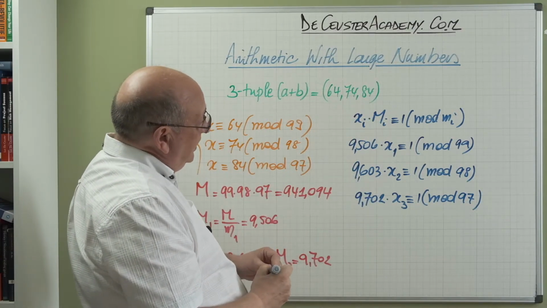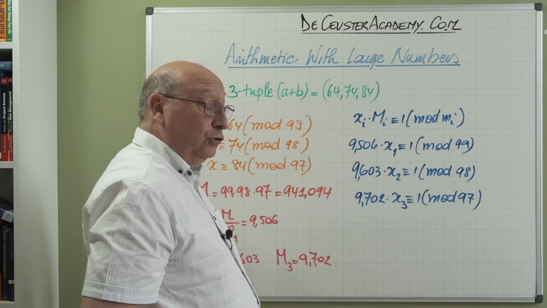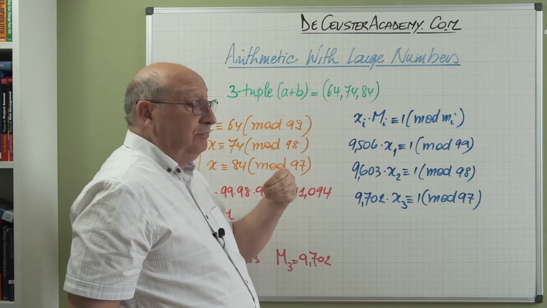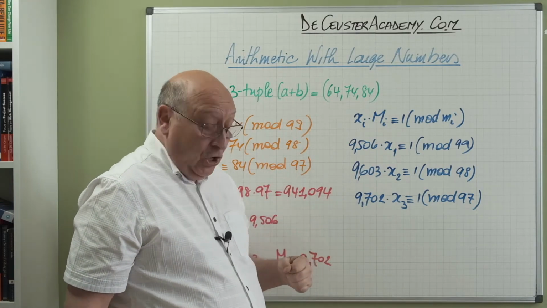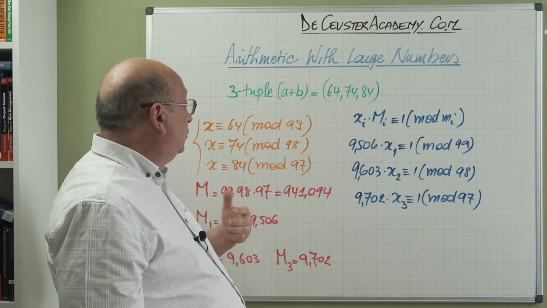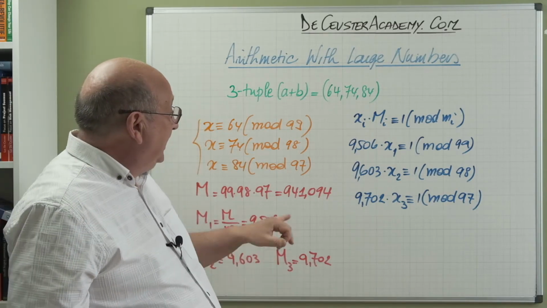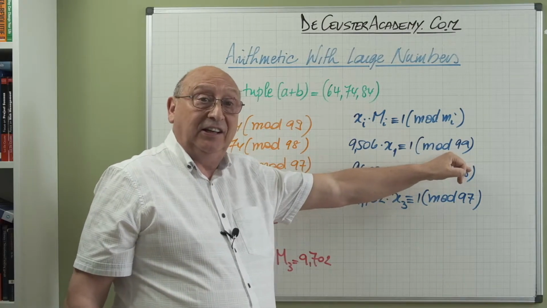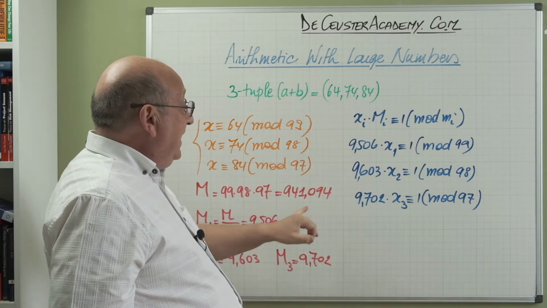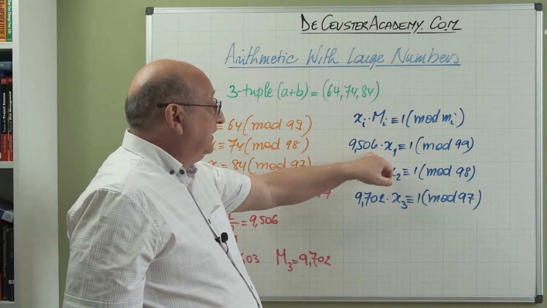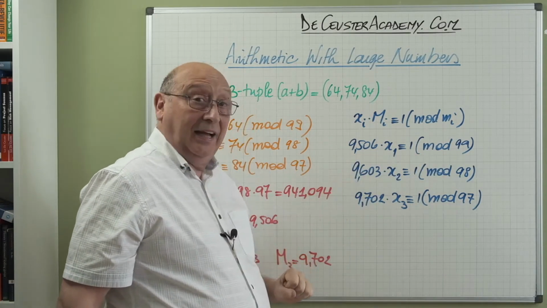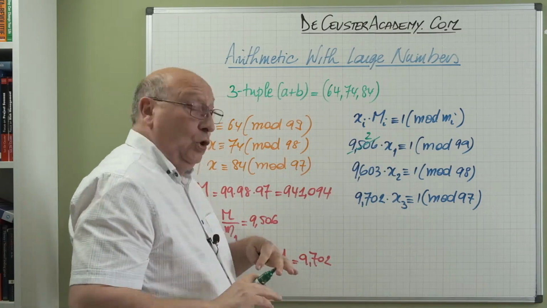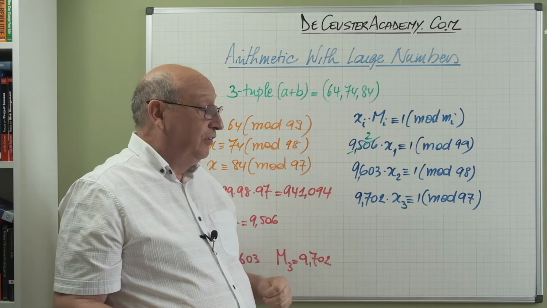Basically, what we have here are those equations to resolve, and we have to find the modular inverse. Now, the first thing we can do is to simplify here, because we can write 9,506. It's larger than 99. So we can find the remainder of 9,506 divided by 99, and this is equal to 2. You can do the calculation and find this very quickly.